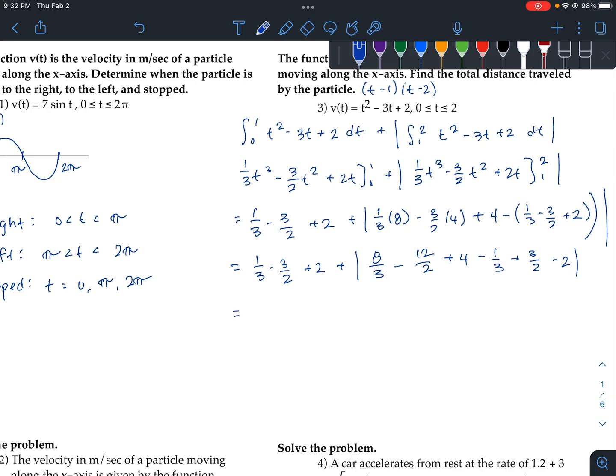So this should be multiply that by 2, so this is going to be 2/6. Multiply that by 3, so that's going to be minus 9/6. Multiply top and bottom by 6, so that's going to be 12/6. Plus the absolute value, multiply that by 2, that's going to be 16/6. Multiply that by 3, that's going to be 36/6. Multiply by 6, that's 24/6.